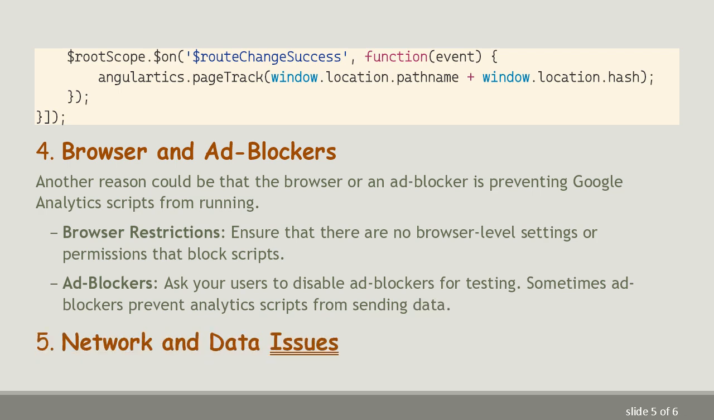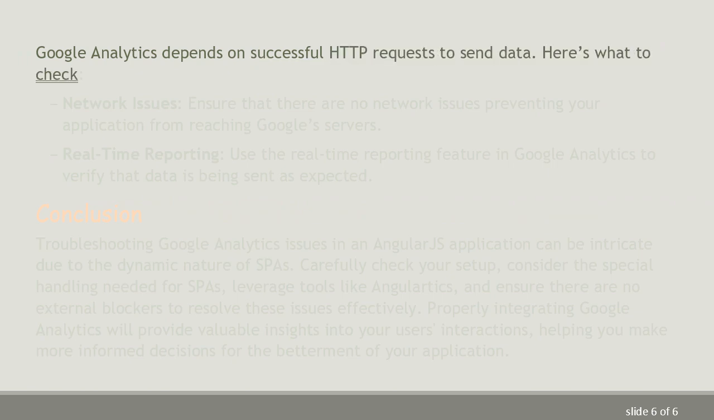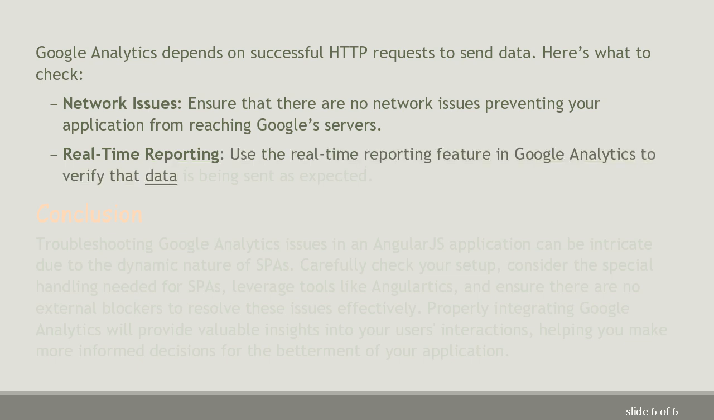5. Network and data issues. Google Analytics depends on successful HTTP requests to send data. Here's what to check. Network issues. Ensure that there are no network issues preventing your application from reaching Google's servers. Real-time reporting. Use the real-time reporting feature in Google Analytics to verify that data is being sent as expected.